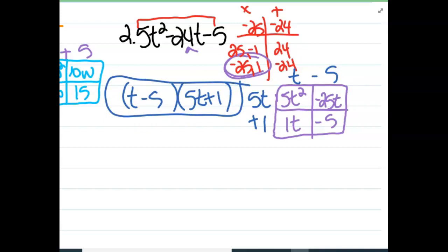Do you guys have questions on the box method? It's not super difficult. It is a little time consuming, kind of a lot of steps, which is why I have the airplane method, which I think is much easier and much simpler. So let's do a few using the airplane method.